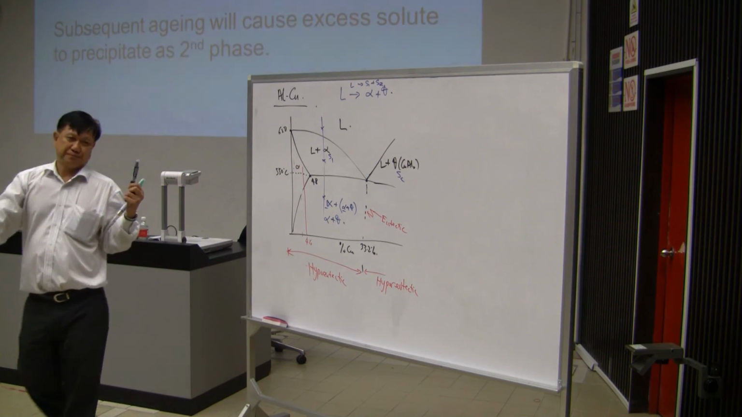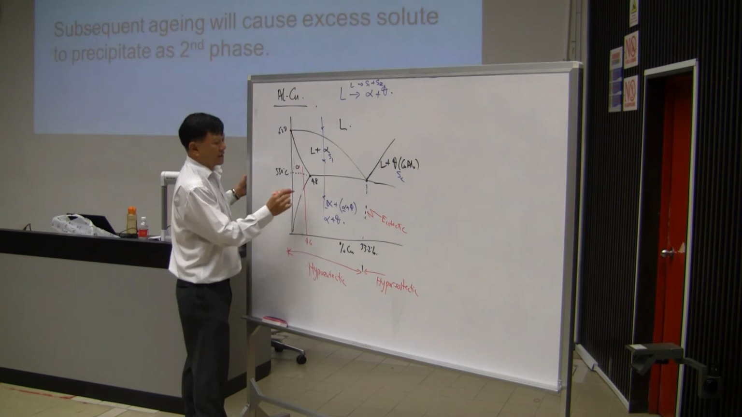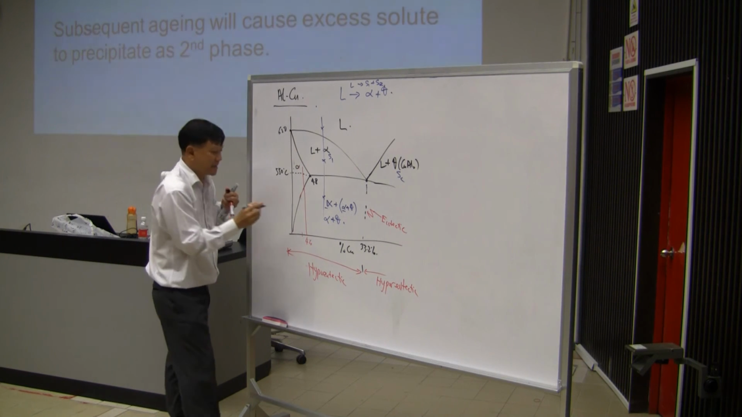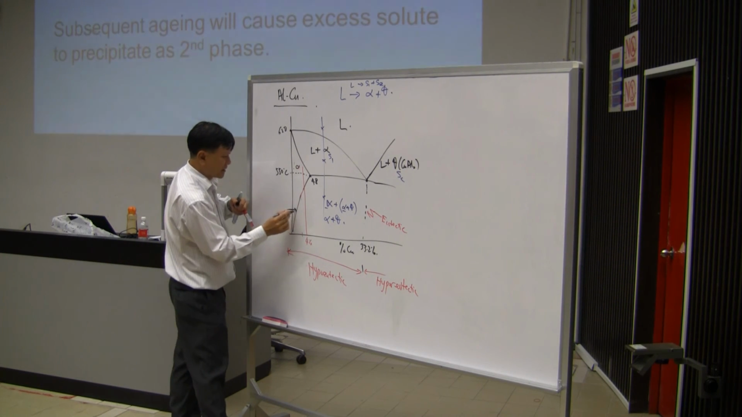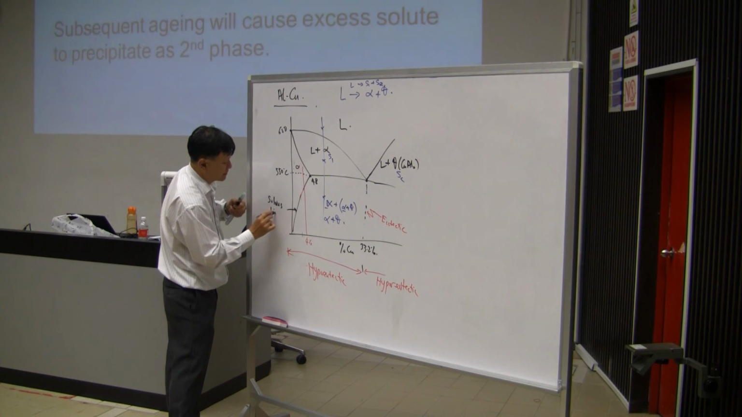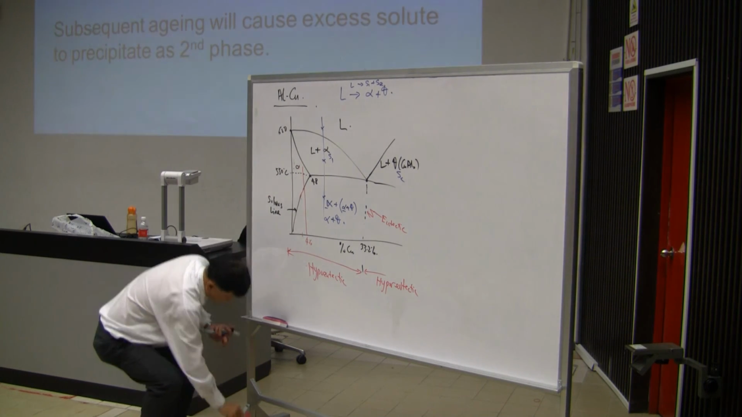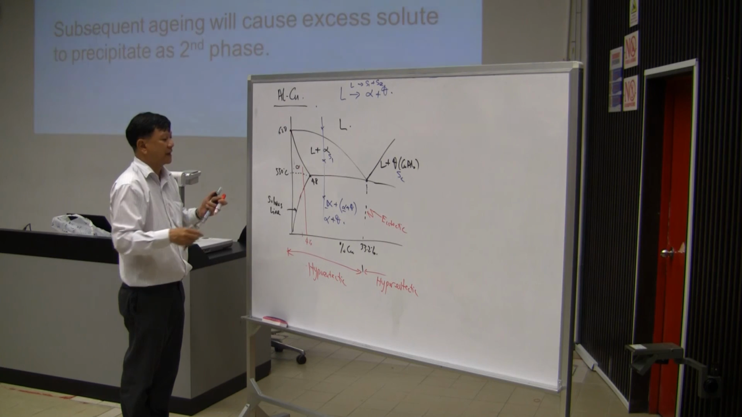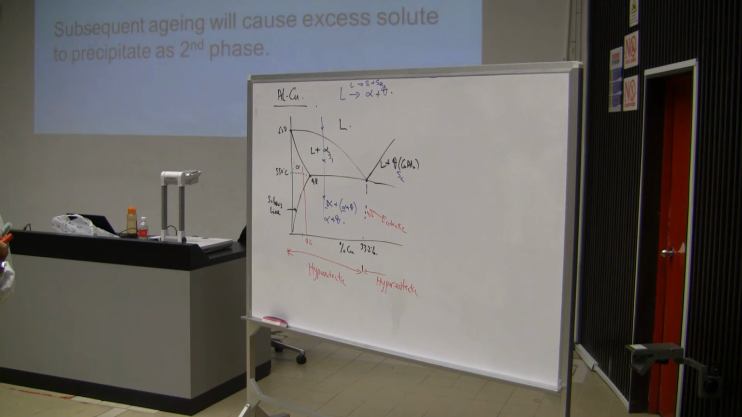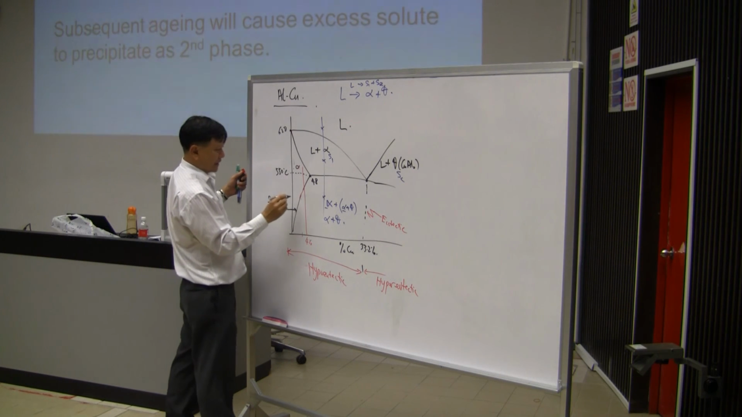Okay, so you see this line here? This line here is known as the what? Solvus line. Okay, solvus line stands for what? It represents the line that indicates your solubility limit. I want you to take note of this, okay?